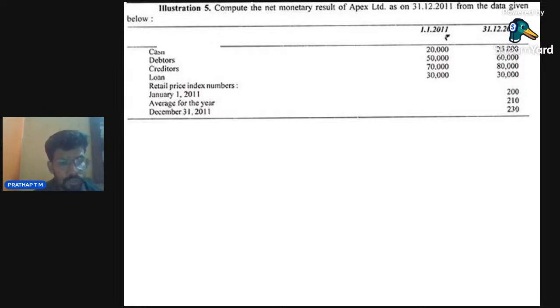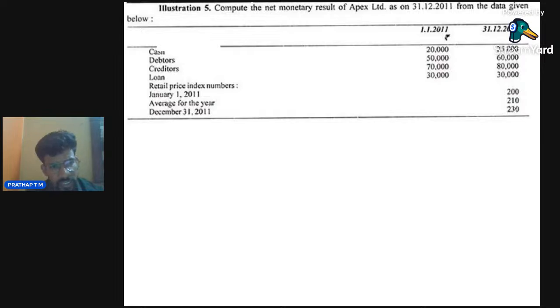In the same way, if you are holding more current assets, that is cash, debtors, trade receivables, these are things which come under current assets. I hope you are aware of this. That reduces your value. So while calculating this one, you should be very careful. You can calculate separately, no issue.